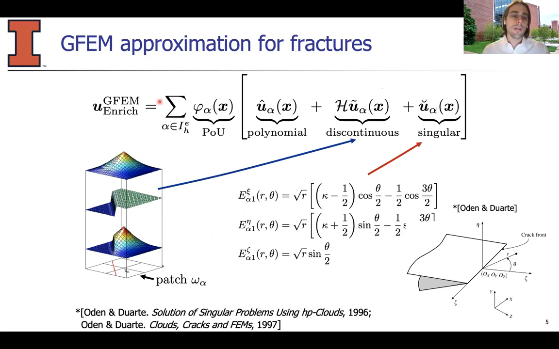Then the GFEM approximation space, just for the enrichments, is comprised of three terms: a polynomial enrichment to increase the accuracy, a discontinuous enrichment for elements that are completely cut by the fracture, and singular enrichments that can model partial opening of an element and also increase accuracy by introducing the known square root of R singularity to the approximation space.